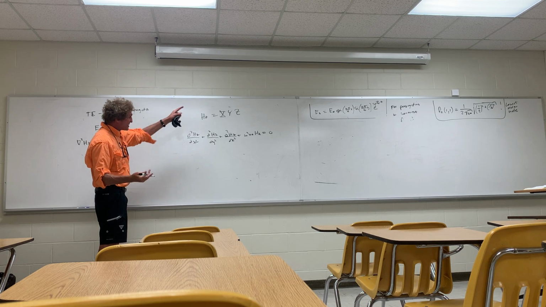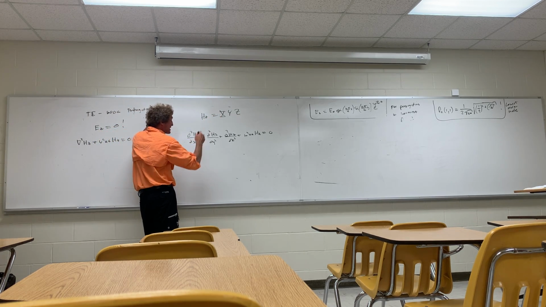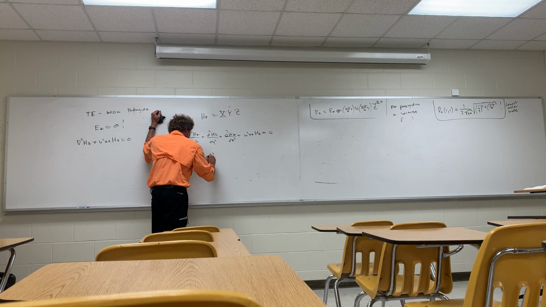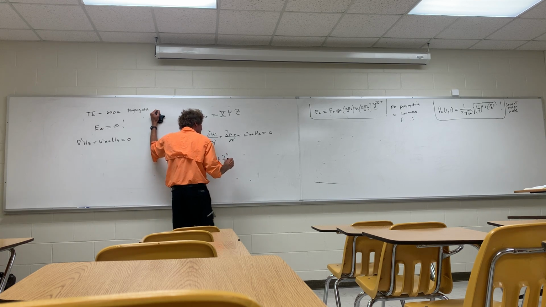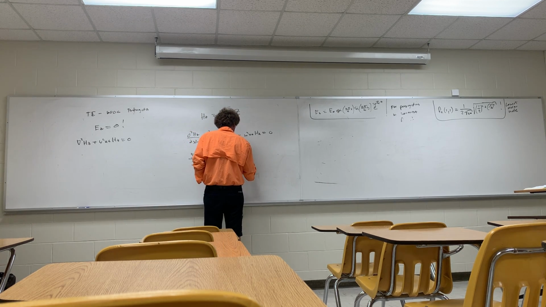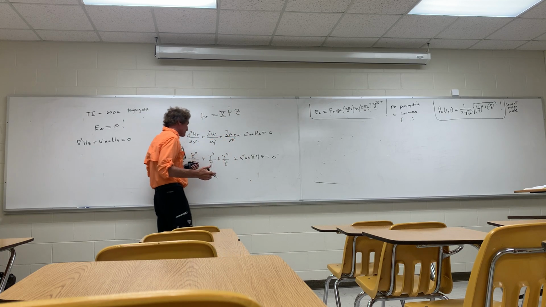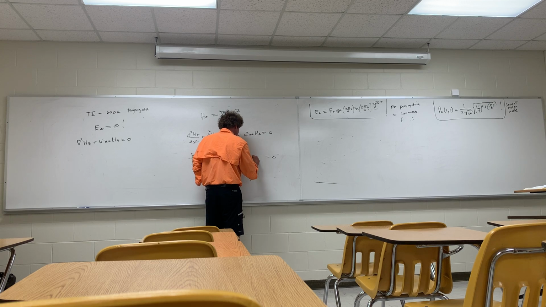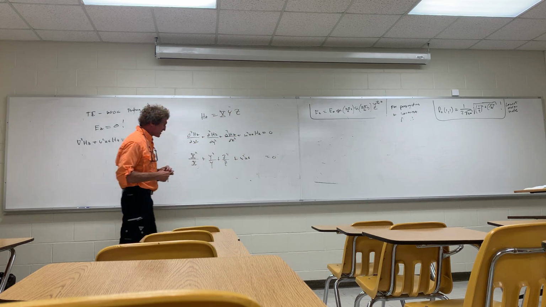And now I plug that in there, and then I'll divide by X, Y, and Z, so I'll just tell you what you end up getting. You're going to have X double prime over capital X plus Y double prime over capital Y plus Z double prime over capital Z plus omega squared mu epsilon equals 0. But I get this equation.